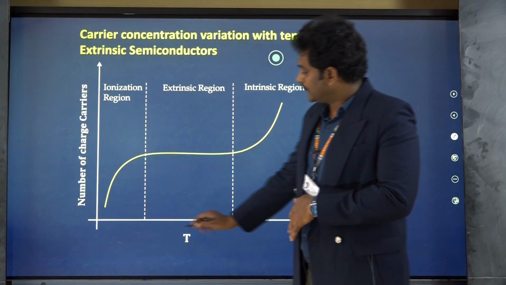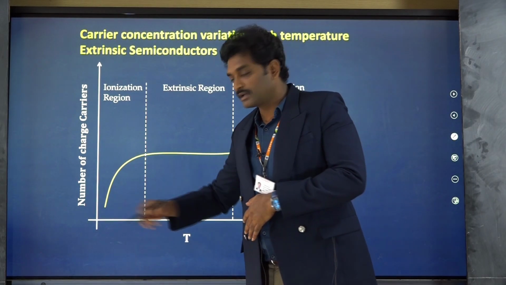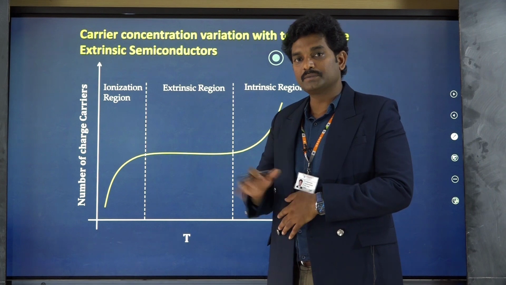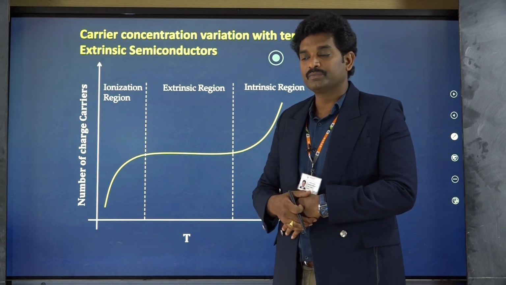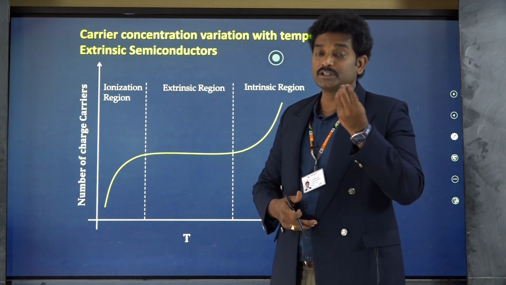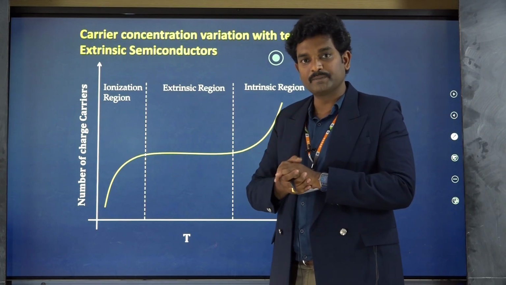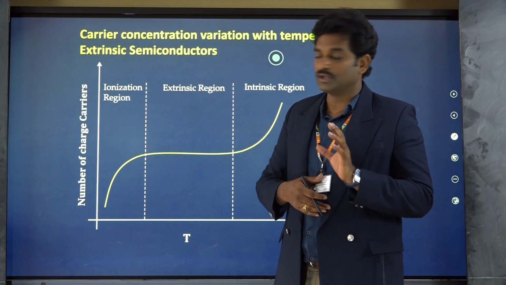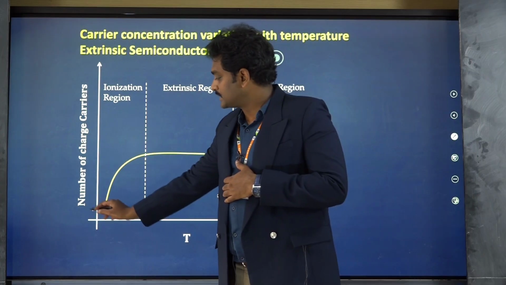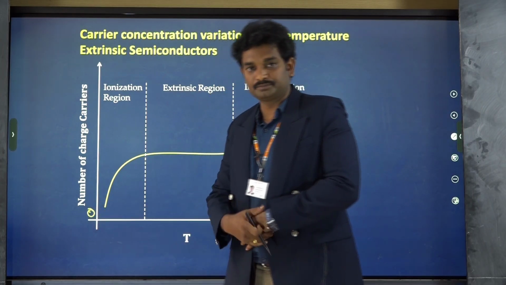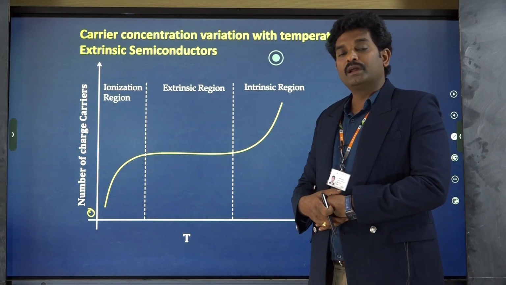Now at very low temperatures, at T equal to 0 Kelvin, what happens? There is no energy supplied to the n-type silicon, so the 5th electron is also bound to the phosphorus atom. There is no free electron moving in the crystal, so the material behaves like an insulator. There are no charges here, so the number of charges is 0. Slowly increase the temperature. What happens?